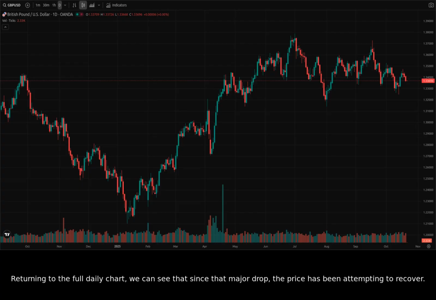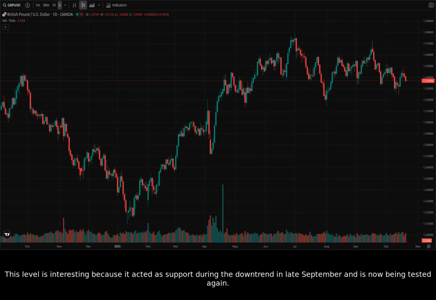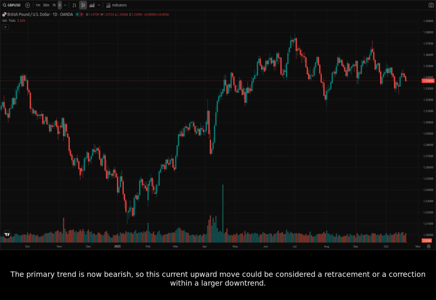Returning to the full daily chart, we can see that since that major drop, the price has been attempting to recover. We've seen a bounce off the lows, and the price is currently trading around the 1.34 mark. This level is interesting because it acted as support during the downtrend in late September and is now being tested again.